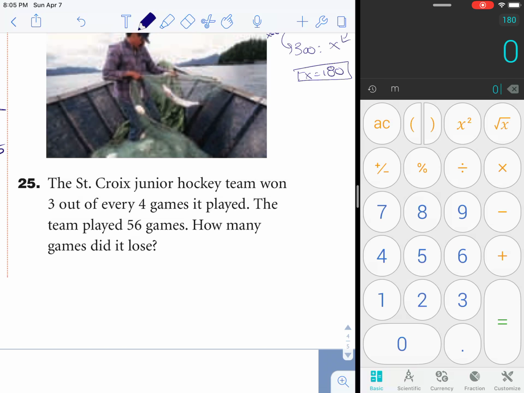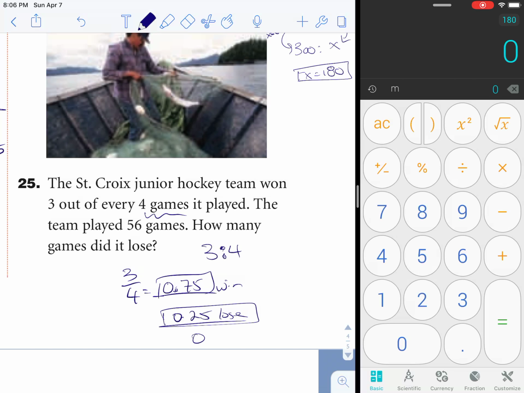This hockey team, it won 3 out of 4 games. Okay, the team played 56 games. How many games did it lose? Okay. So if it won 3 out of 4 games, this is a total, so we can use a percentage. So it won 75% of its games. If it wins 75% of the time, 25% of the time, it loses. So if we take that percentage and we multiply it by the number of games, you'll get that it lost 14 games.